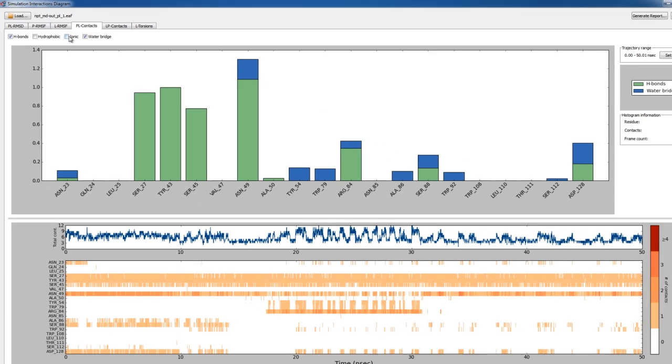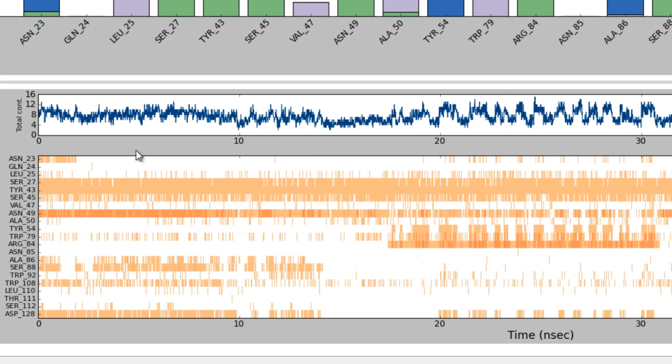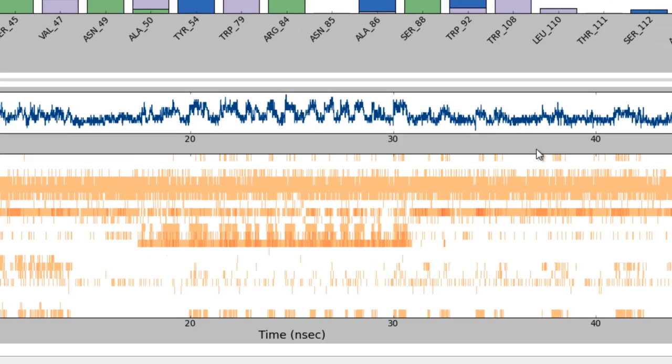Okay, now if we include all contacts again, we just see the summary of the results without the individual breakdown. Now below this plot we have a timeline of the contacts, where you can see the total number of contacts being made to the ligand by the protein over the 50 nanosecond period.